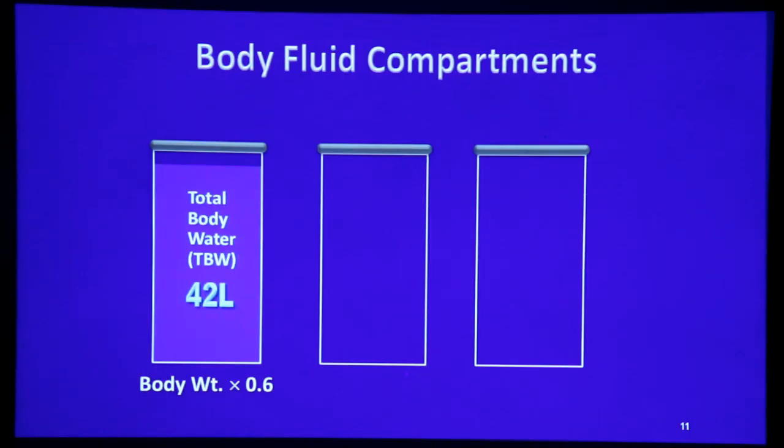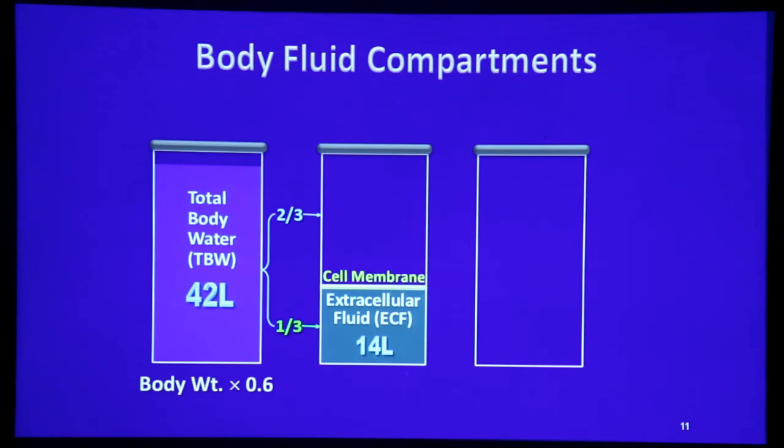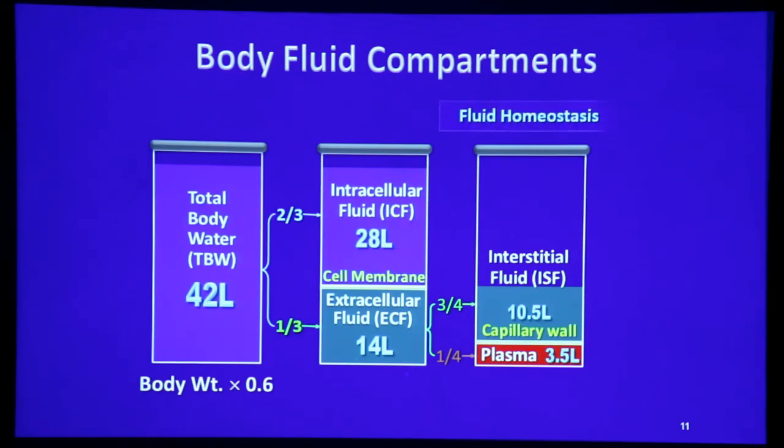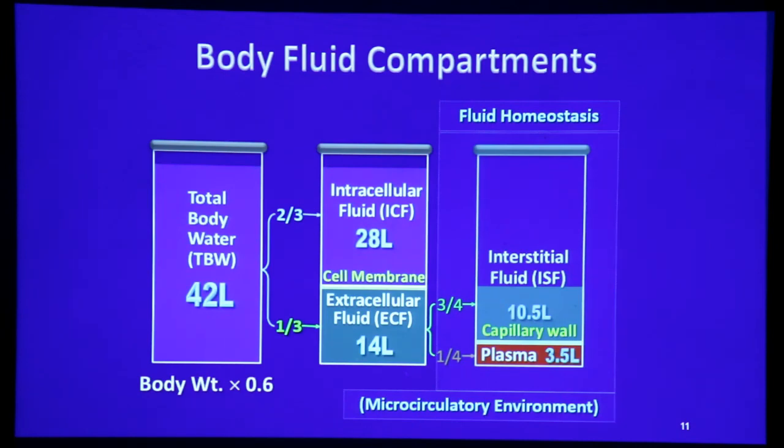Let us look at the body fluid compartments. If the total body water is about 42 liters, then 2/3 of it is the intracellular fluid and 1/3 of it is the extracellular fluid, and both these fluid compartments are separated by a cell membrane. If you divide the extracellular fluid, you'll find that the plasma is about 3.5 liters, you have a capillary wall, and the interstitial fluid is about 10.5 liters, which is quite high. So for fluid homeostasis, this is the microcirculatory environment which we need to talk about.